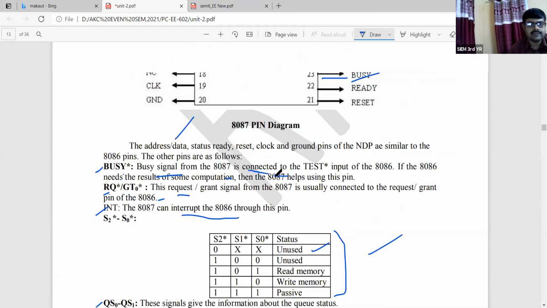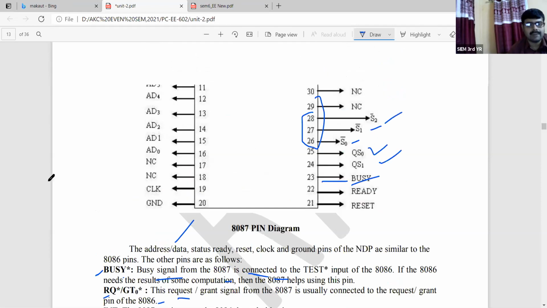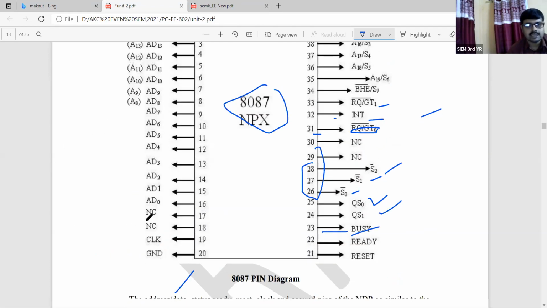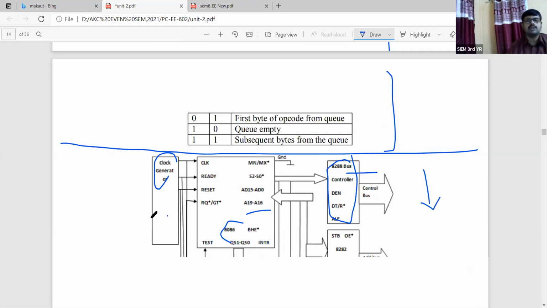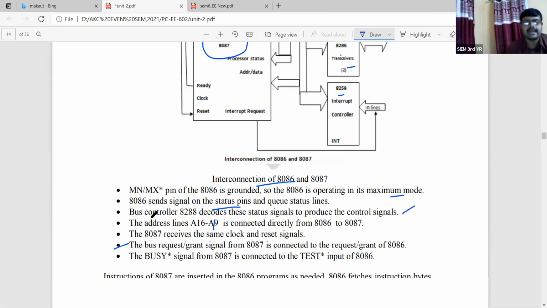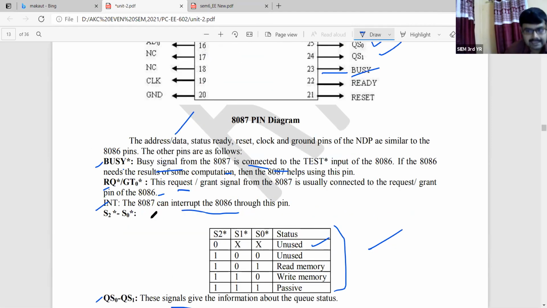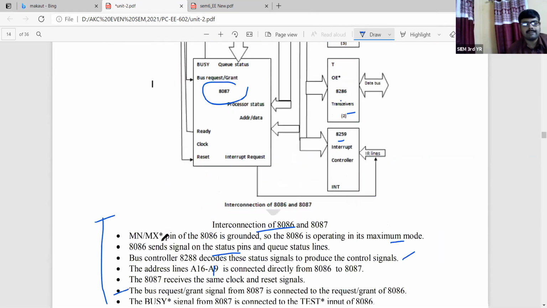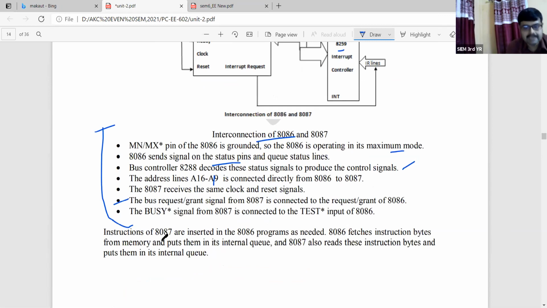If you check the connection diagram, the different operations we have noted down here. This operation we have already mentioned when we were describing the 8087 pin diagram. It is the same structure that we are following. So in this case also, when we are describing the operation, the BUSY bar signal from the 8087 is connected to the test bar input of the 8086.